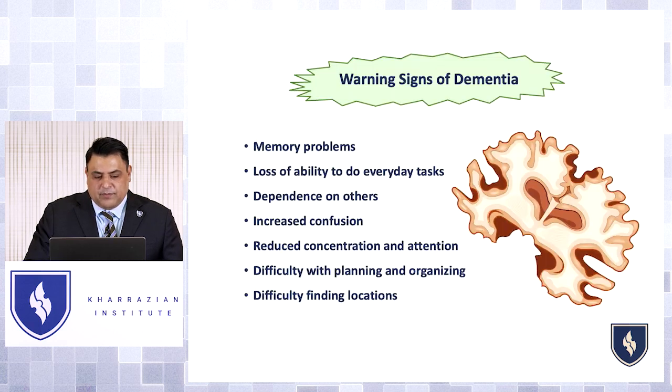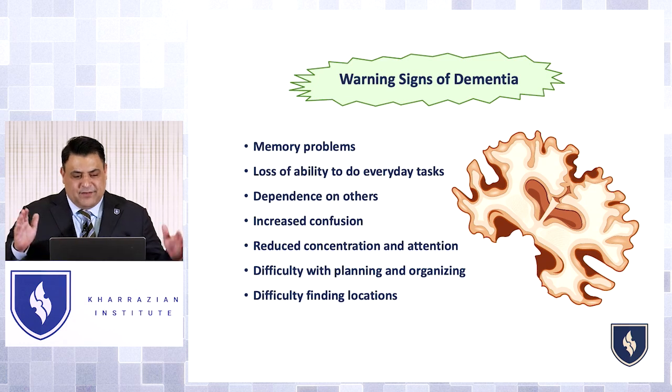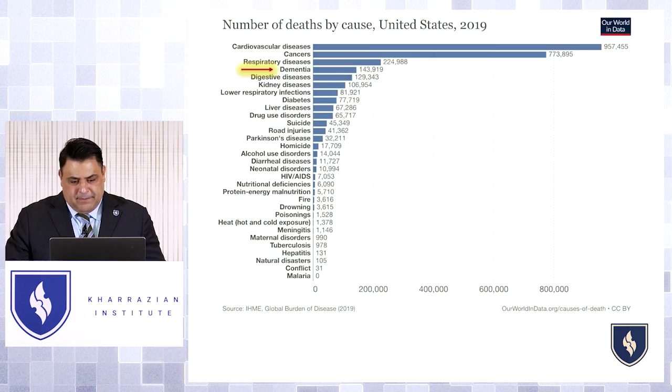Symptoms of dementia: memory problems, loss of ability to do everyday tasks, dependence on others, increased confusion, reduced concentration and attention, difficulty planning and organizing, difficulty finding locations. And if you remember from that longitudinal study, we talked about when they looked at subjects from age 26 to 45, and they looked at adverse expressions of aging, the very clear indication that someone was aging was their cognitive function was going down, right?